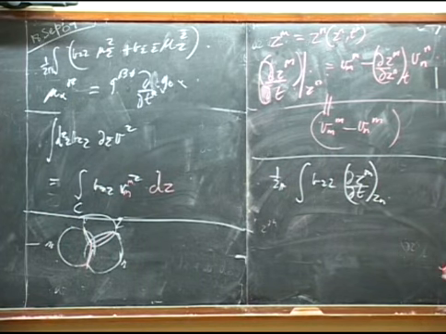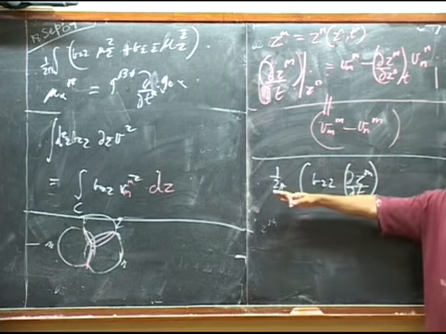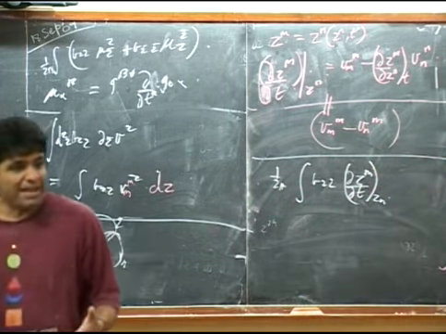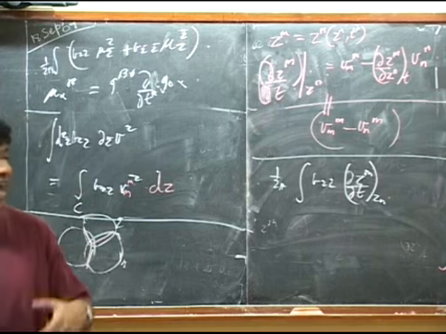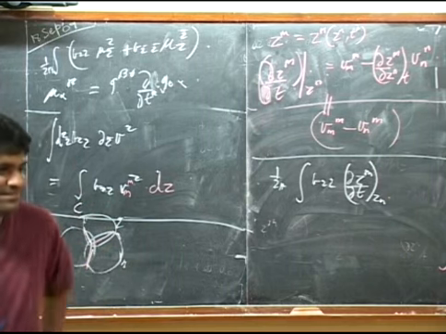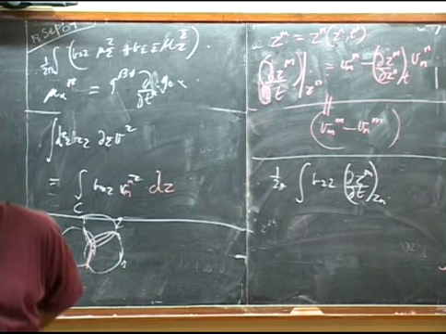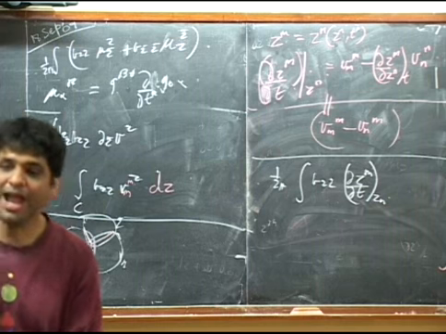Okay? So this is the answer. This is the answer for what the insertion in the path integral has to be when viewed as a function of the transition functions, in terms of the transition functions. Okay?